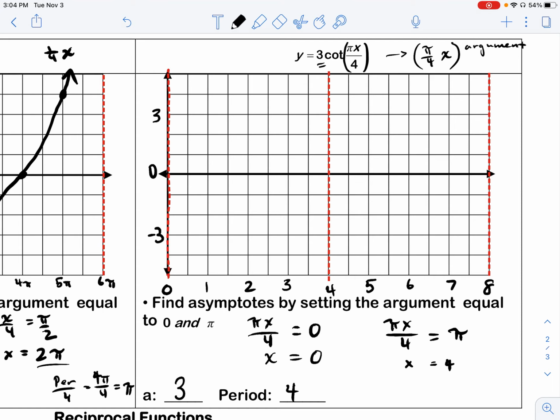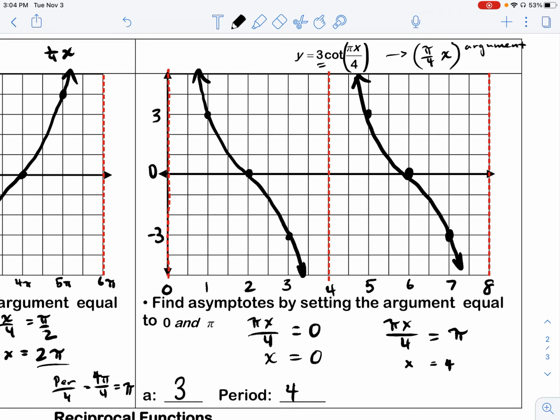So for cotangent, we know it goes asymptote, high, mid, low. So asymptote, high, mid, low. And there's one full period. Asymptote, high, mid, low. There's another period. And that's it. It's as simple as that.